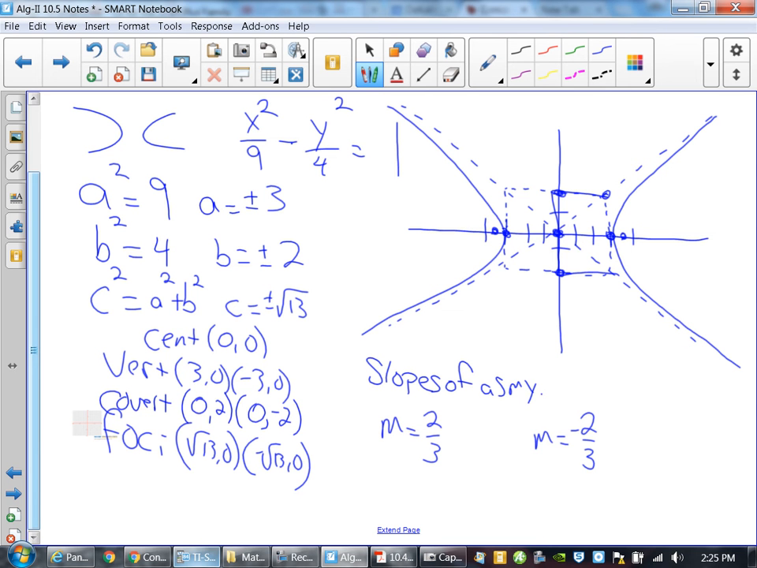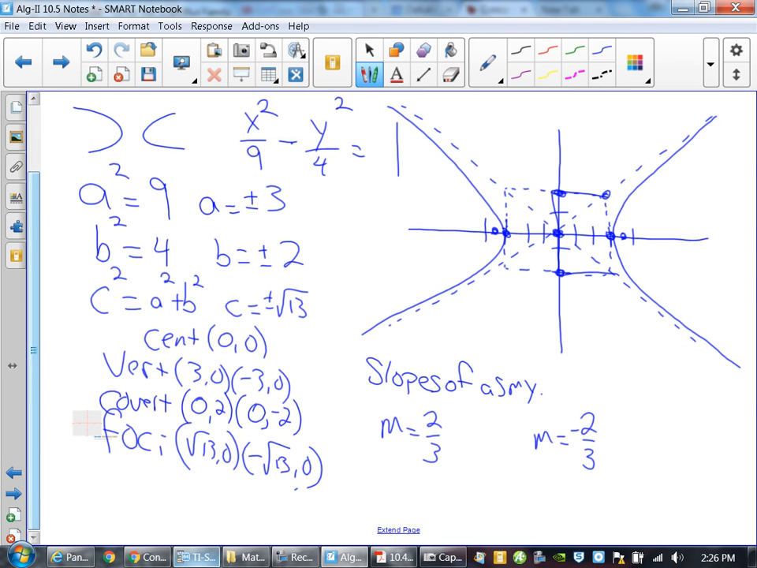Yes, Lori? For the focus, where did you get that second point? Which one? The plus or minus 13s? No, the second one. The one that says root, isn't that root 0? It's root 13 and then negative root 13. Where's the negative sign? Oh, okay. That's what you're doing. Okay, it's not a negative sign, it's negative root 13. Okay?